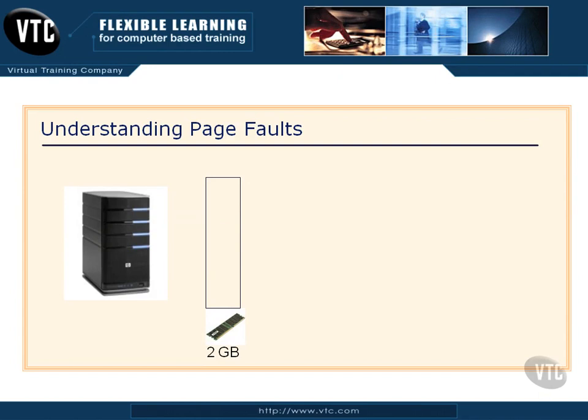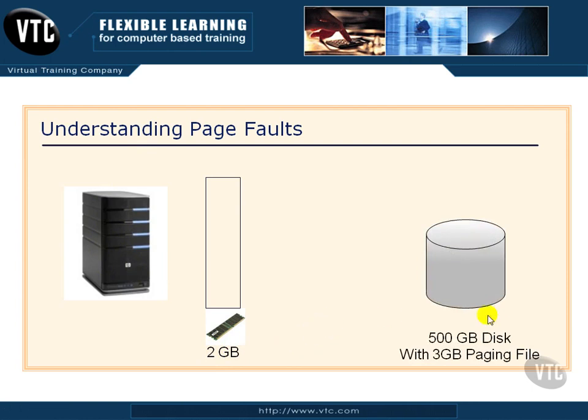To understand them, you need to understand how Windows manages its memory. So in this instance, we've got a server, and this server has 2 gigabytes of RAM installed. Now at the same time, this server on its 500 gigabyte disk has a 3 gigabyte paging file. Now here's what happens. A Windows server or a Windows machine has RAM memory, and then it sets aside usually about 1.5 times the actual amount of RAM on a file called the paging file on the disk.